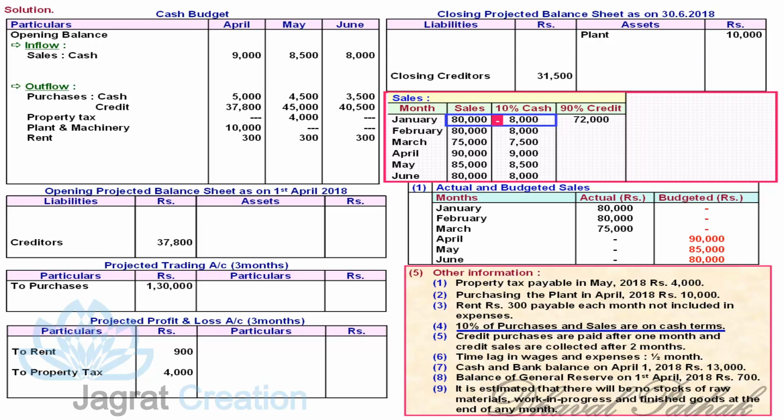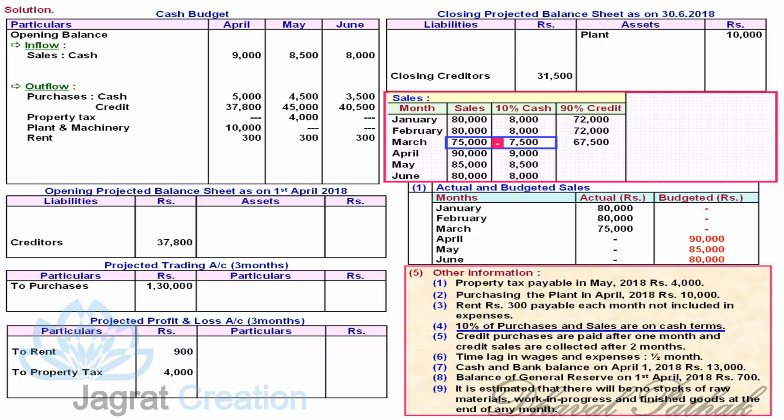So credit sale for January is 72,000. That is going to be collected in the month of March. I am not preparing the budget for March, so I ignore it. Similarly, February credit sales is once again 72,000. That will be collected within 2 months. So February sales will be collected in month of April, for which I prepare a budget. So 72,000 will be recorded in my cash budget.